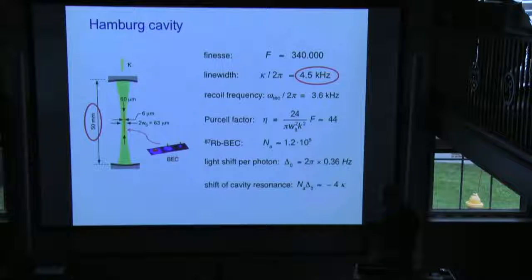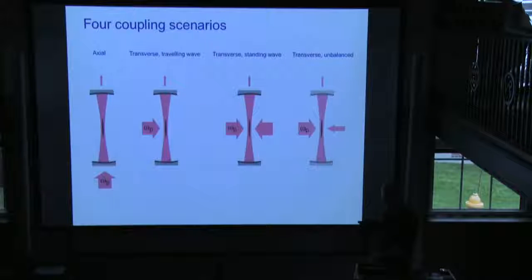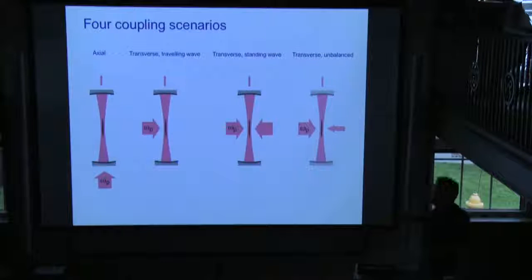and to be strongly coupled, we need something like several 10,000 rubidium atoms in our BEC. So these are the 4 coupling scenarios I will discuss: axial coupling, transverse traveling wave, transverse standing wave, and transverse unbalanced.